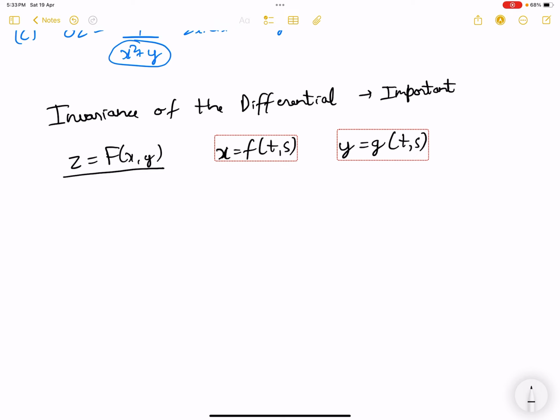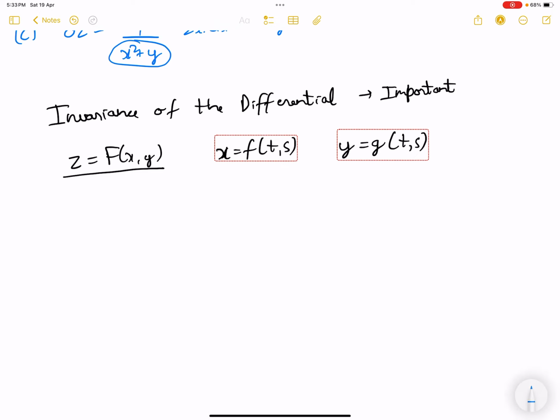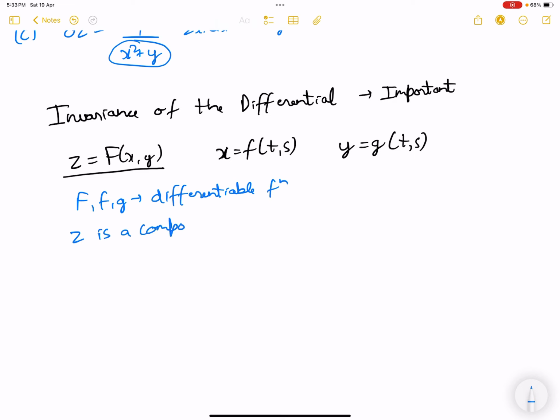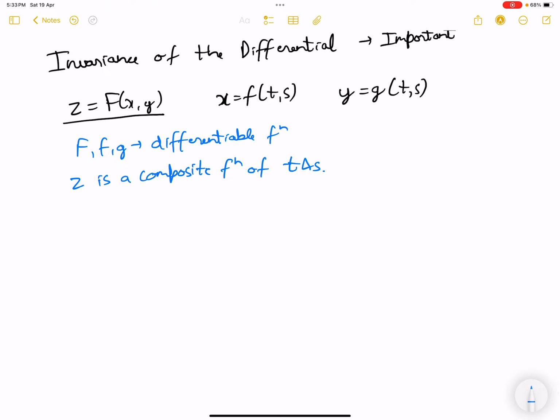ठीक है. तो I will show you how from this we can conclude. ठीक है, first we are assuming f, small f and g are differentiable functions. Second thing, हमें पता है कि z is a composite function of t and s, right? Now अगर t changed by dt and s changed by ds, then the differential of z would be z dash t dt plus z dash s ds.